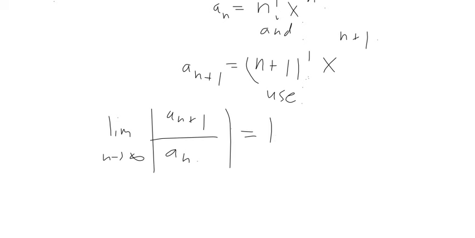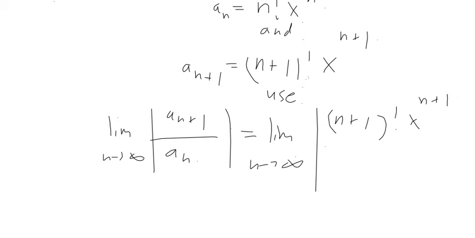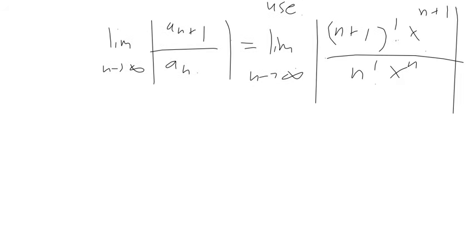This is equal to the limit as n goes to infinity of a subscript n plus 1, which was n plus 1 all factorial times x to the n plus 1, all over a subscript n, which was n factorial times x to the n. You need to know what a factorial is. Now, the way to simplify this is to do the following. We're going to have this equivalent to the limit as n goes to infinity of the absolute value, keep the absolute value there.